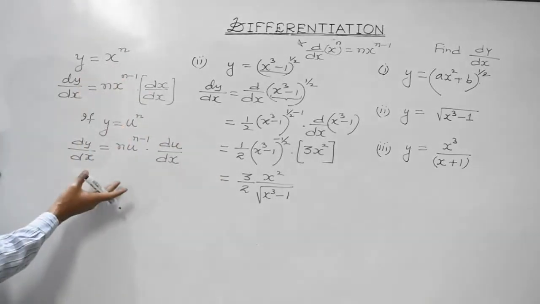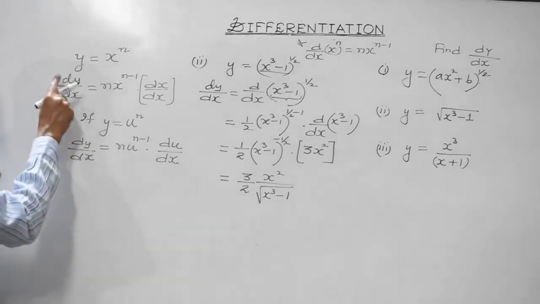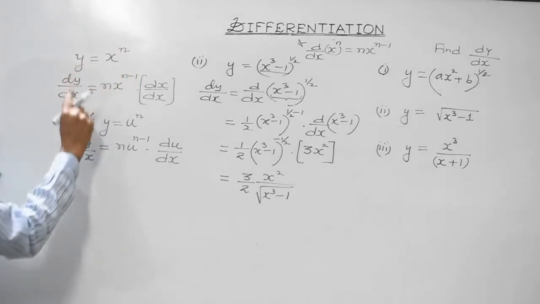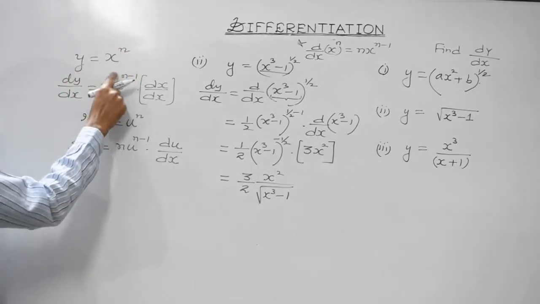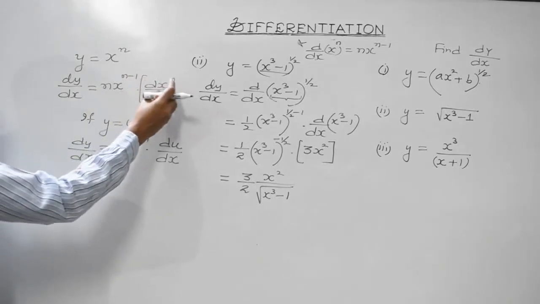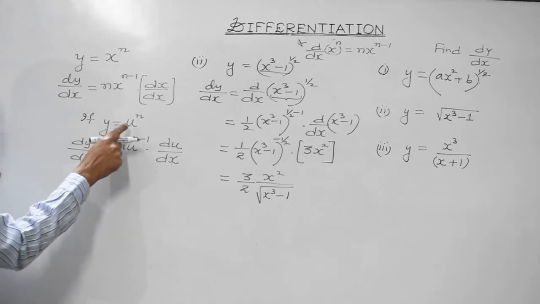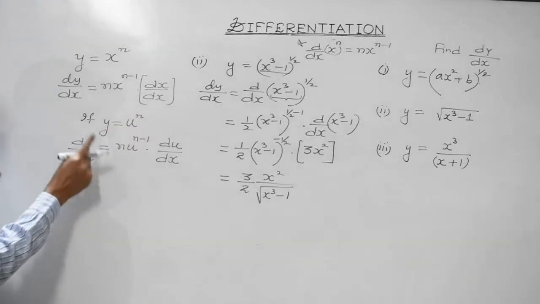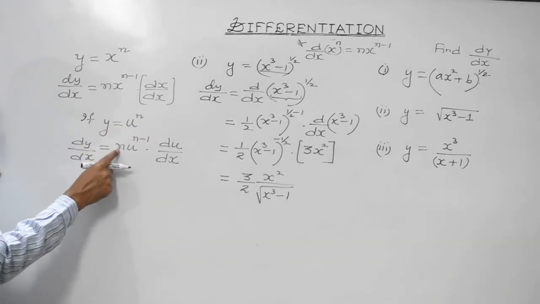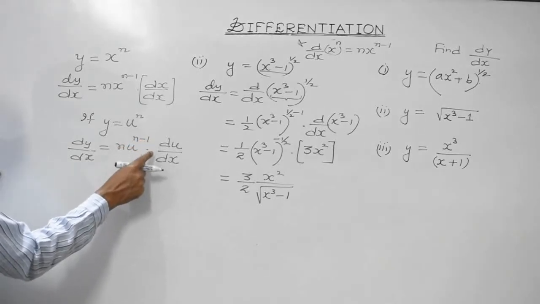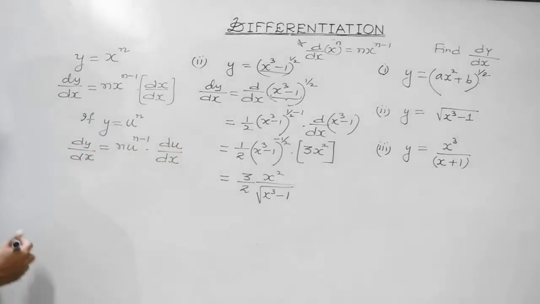The same thing. In case we are differentiating x to the power n with respect to x, then it will be n x to the power n minus 1 into dx by dx, which is 1, which is not to be written, right? In case we are differentiating u to the power n with respect to x, then the expression will be n u to the power n minus 1 into du by dx.